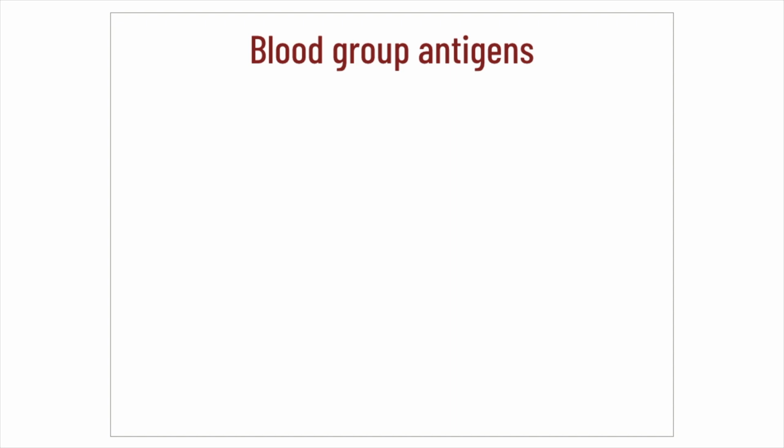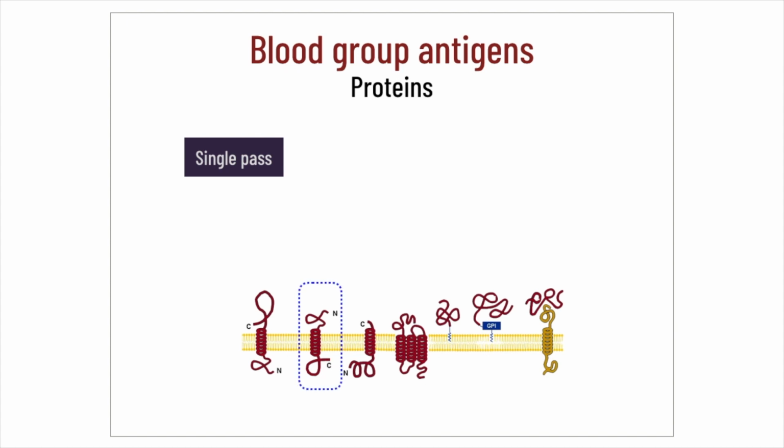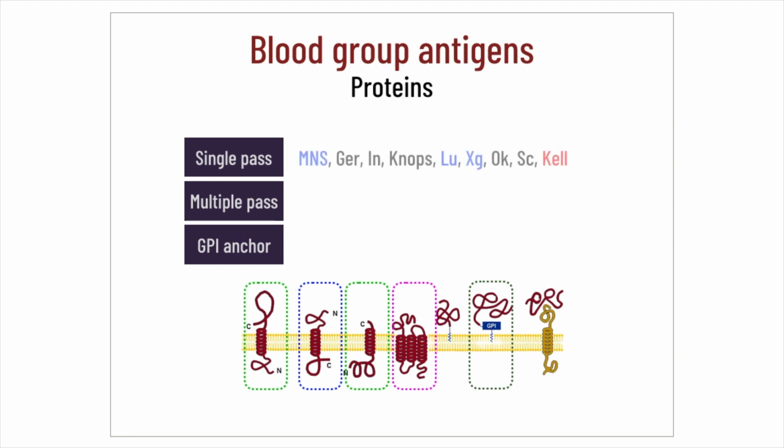Second, blood group antigens that are proteins and present on the cell membrane in various patterns, including single-pass transmembrane proteins in both type 1, whose N-terminal is outside, and type 2, whose N-terminal is in the cytoplasm, multiple-pass transmembrane proteins, and GPI-linked proteins or GPI anchor. Examples of type 1 single-pass transmembrane blood group antigens include MNS, Lutheran, and XG, and for type 2 single-pass it is the KEL blood group antigen.